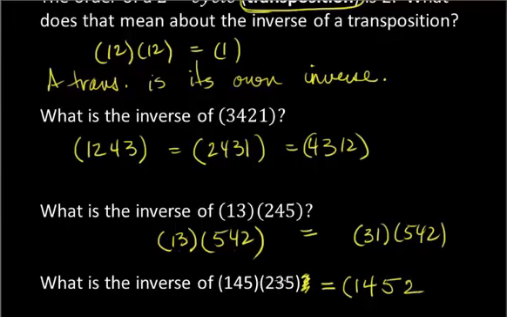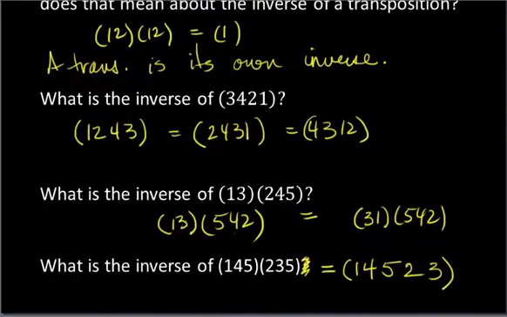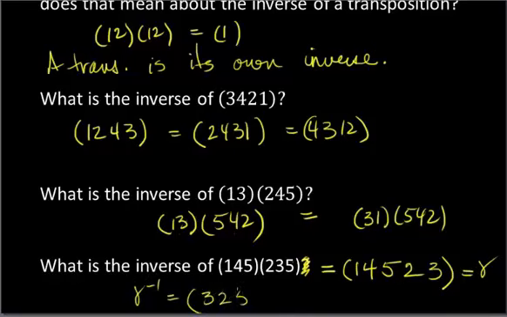2 goes to 3, 3 is fixed. 3 goes to 5, and 5 goes to 1. I close. So it's just this 5 cycle, and I write the inverse by, again, just reversing it. So if this is what we call gamma, then gamma inverse is equal to 3, 2, 5, 4, 1. Many other ways to write it.